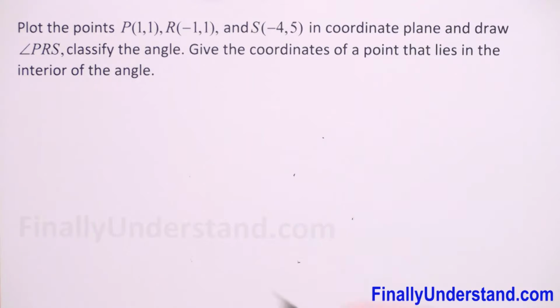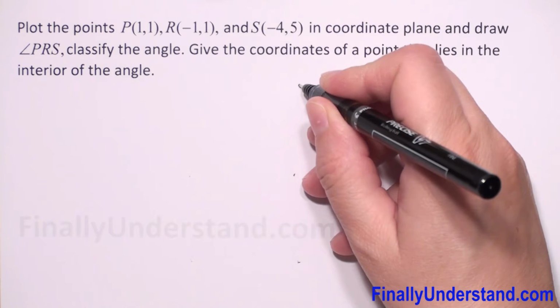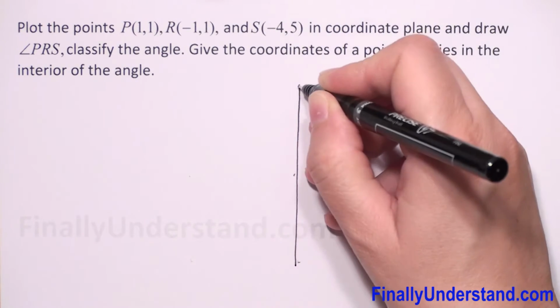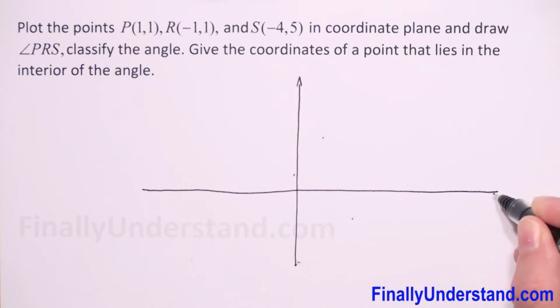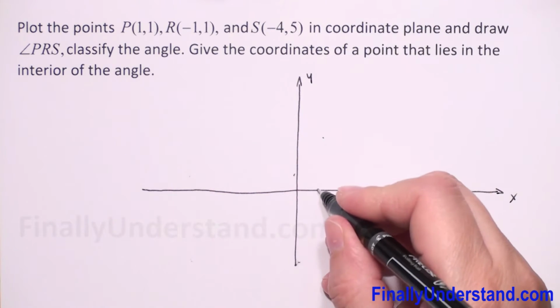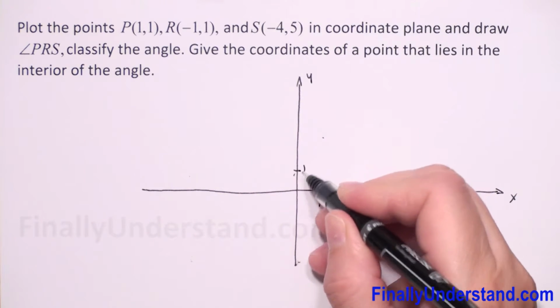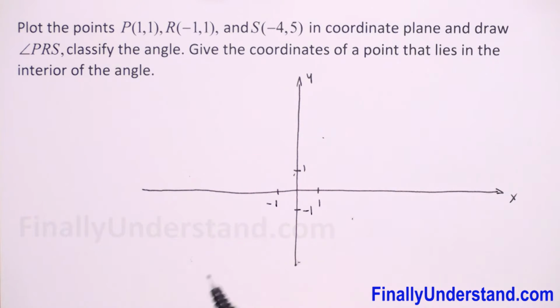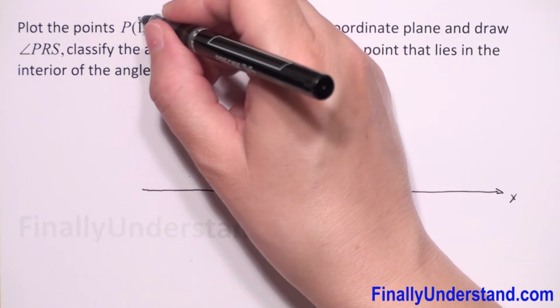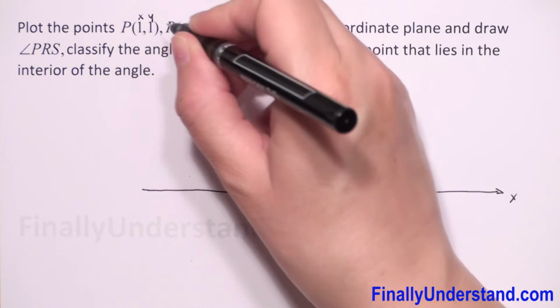First, we have to plot points P, R, S. So let's draw the XY plane. X-axis, Y-axis. We have to choose a unit. First coordinate is always X, the second is Y.